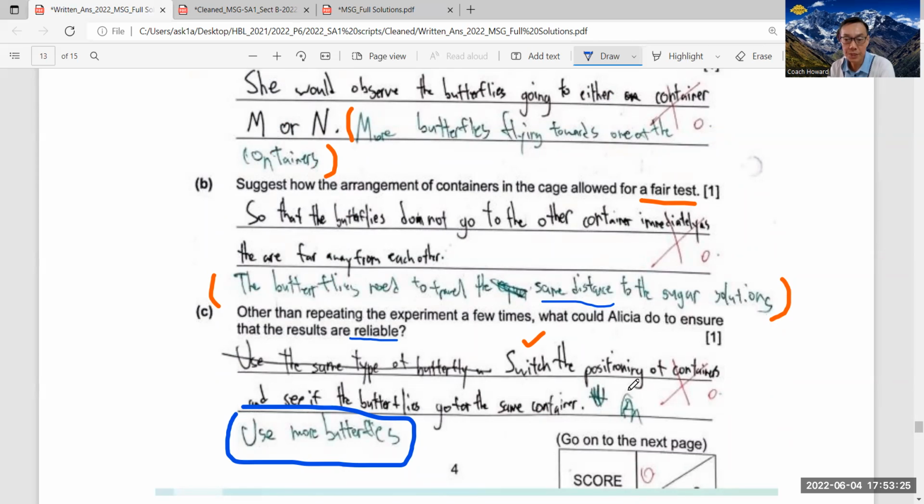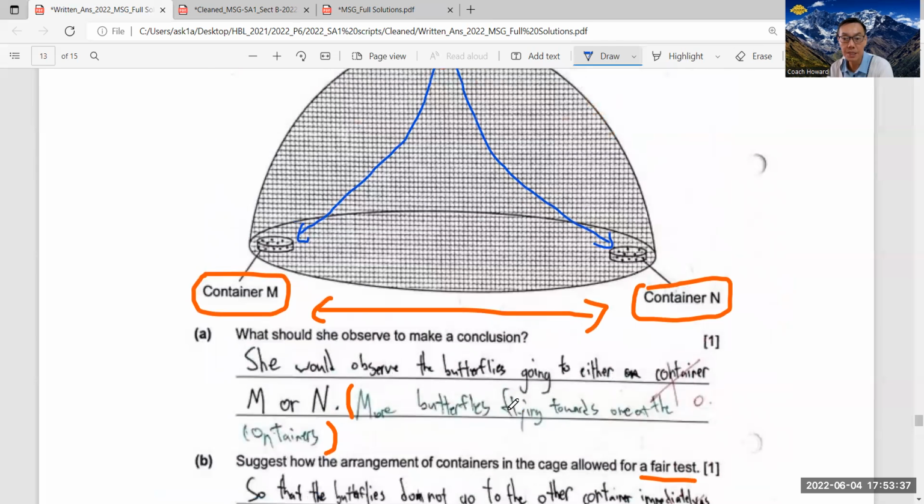Actually, personally, I prefer the student answer than the teacher's model answer. Okay, because if you see the student answer, the student wrote, right, switch the positioning of the container to see if the butterflies go for the same container. That means the student is saying that you swap the place. So this one become N. You bring container N here, this one put M. Actually, I agree to the student answer.